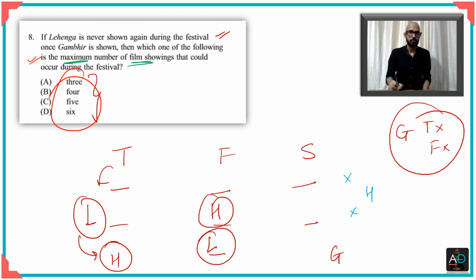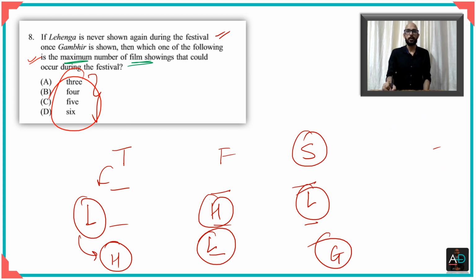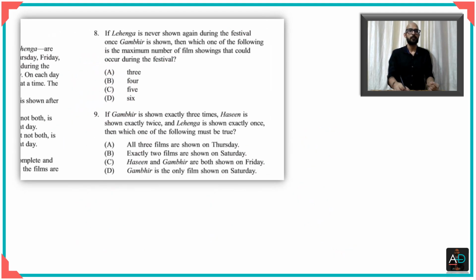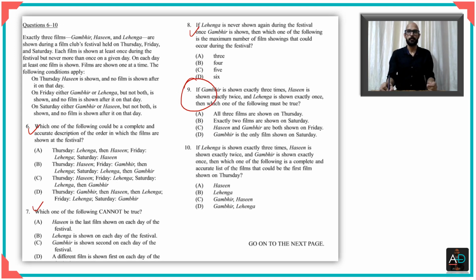So that's another 2. Now on Saturday, these 2 positions cannot be Haseen, but they can be lehenga. One of them can be lehenga, which means again we have 2. So now we have tried to maximize it, and when we tried to maximize the total number of shows, what we got is a total of 1, 2, 3, 4, 5 and 6, and therefore the answer to this question is option D, 6. So we are done with 6, 7 and 8, and now we go for question number 9.